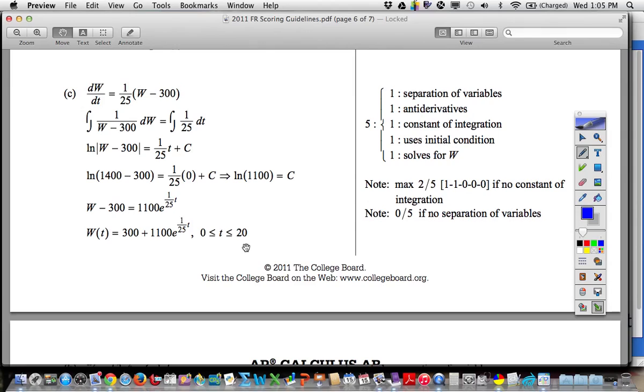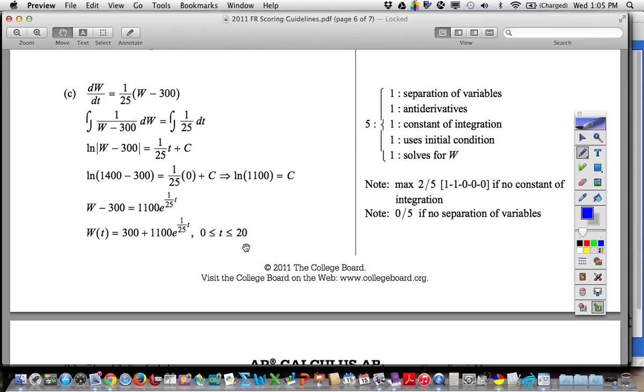And then if you went all the rest of the way and solved for W correctly, you got the last point. Notice they said if you did not put a plus C in there, you could only get 2 points. You cannot get any more. Sometimes if you forget one step and then do correct work after that, you can still get the later points. But here they said, hey, if you did not put in the plus C, then, of course, what would you do with an initial condition if you didn't have a plus C, right? I mean, what would you even be looking for?